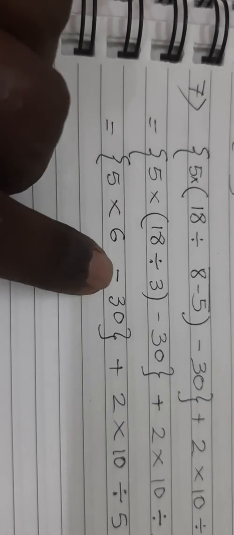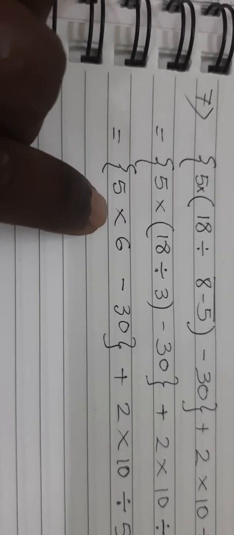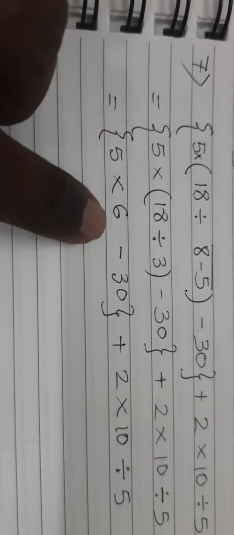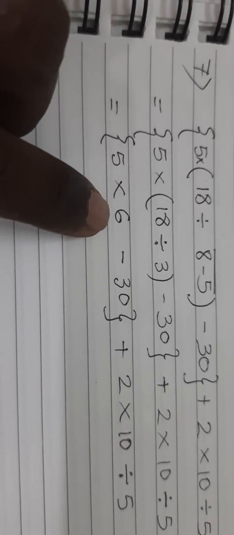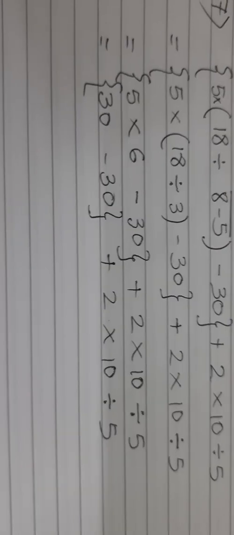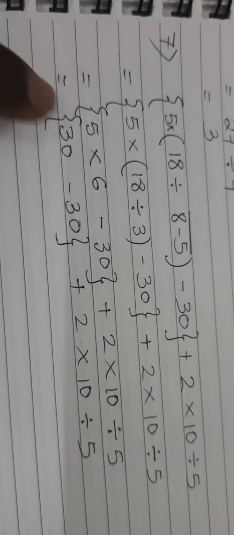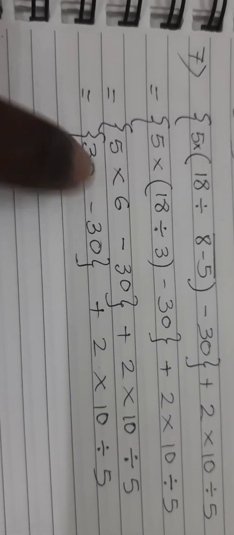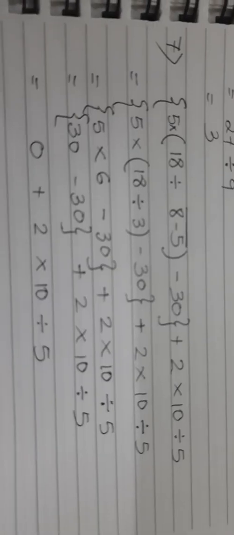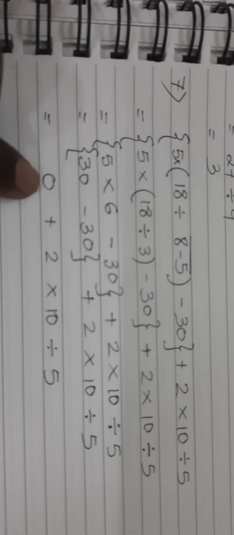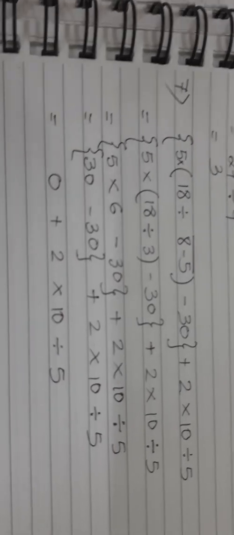So multiplication and subtraction. Multiplication has preference over subtraction in the BODMAS rule, remember? So first we will do 5 into 6. 5 into 6 is 30. And as you can see, we haven't touched 2 into 10 divided by 5 right from the starting. It is left and written as it is. So now within the second bracket we have 30 minus 30. 30 minus 30 is 0. So after solving all the brackets, we got a single value 0. So 0 plus 2 into 10 divided by 5 written as it is.